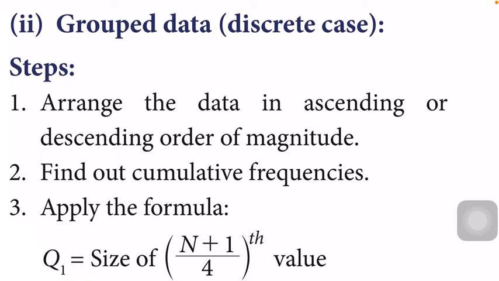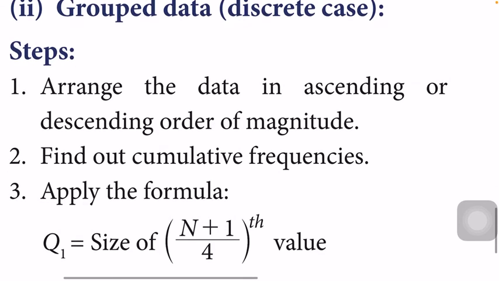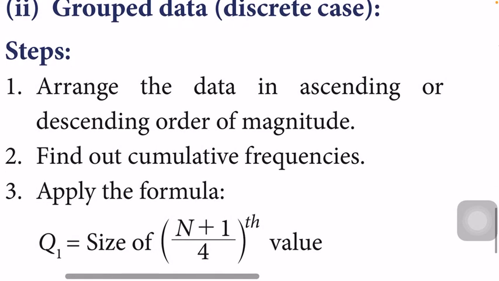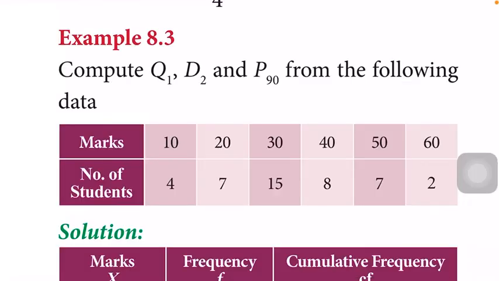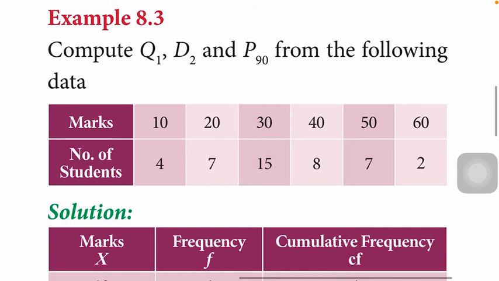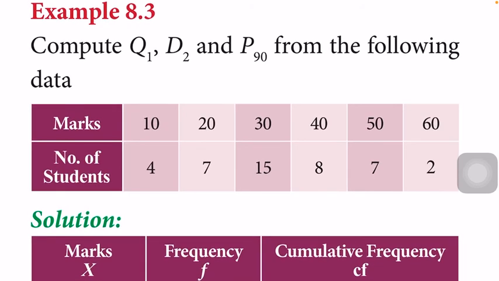Now, we are going to learn how to calculate the deciles or percentiles or quartiles for the discrete case, for grouped data. First we have to find the cumulative frequencies and then we can apply the same formula. Look at this example. Compute Q1, D2 and P90 from the following data. Marks and number of students were given. First we have to tabulate it.